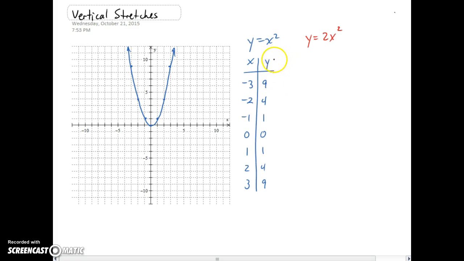Okay, so hopefully you remember that when we do y equals 2x squared, the new y values are all doubled from the old ones. So that would be 18, and this would be 8, and that's 2, so that's still 0, 2, 8, and 18. And when we look at the graph, all the y values double, so they get stretched up a bit, and the graph is a lot steeper than before. It makes the graph a lot steeper.